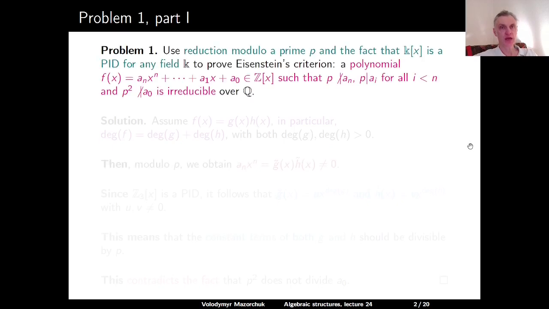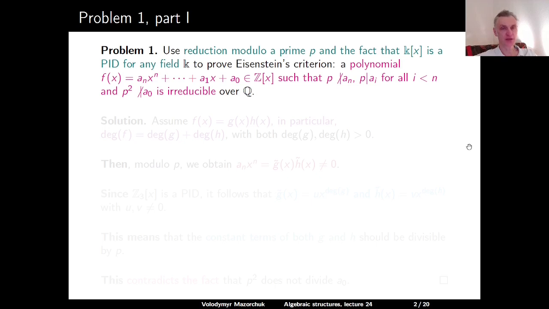Problem 1. Use reduction modulo p and the fact that the algebra of polynomials over a field in one variable is a principal ideal domain for any field to prove Eisenstein's criterion: a polynomial with integer coefficients of the form a_n x^n + and so on + a_1 x + a_0, such that p does not divide a_n, but it divides all other coefficients, and p squared doesn't divide a_0, is irreducible over the rationals.